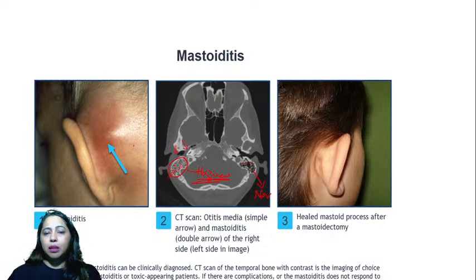Now you can also see the ear that is turned forwards, because the mastoid air cells, which are filled with pus, have been pushing the ear forward. So the only process by which it could be drained is mastoidectomy. So you must remember all these things.